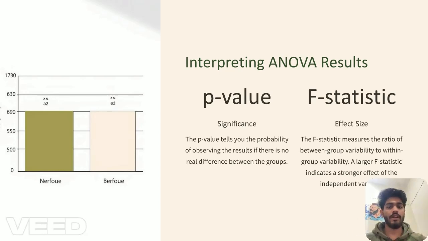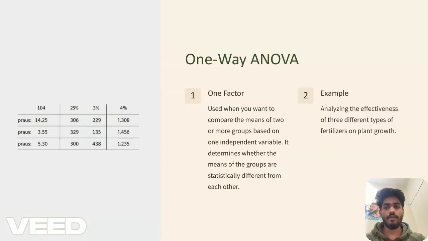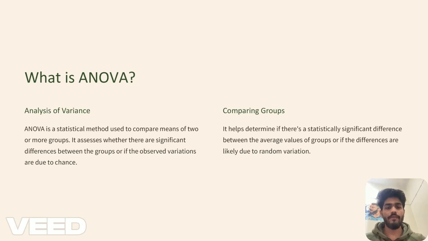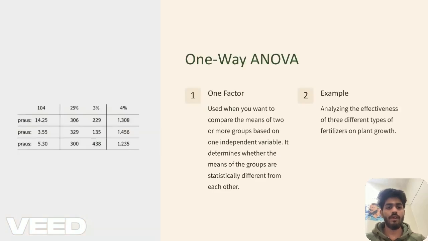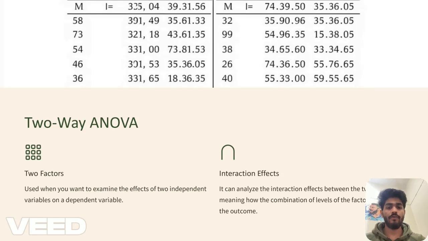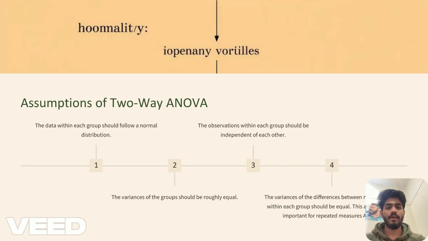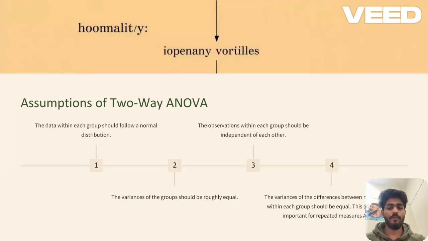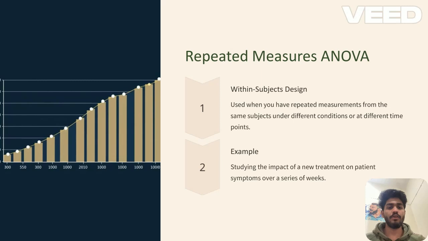So, what we have concluded in our topic, interpreting ANOVA results. Application of ANOVA: what is ANOVA, analysis of variance, comparing groups. One-way ANOVA, one factor, and the example. Assumptions of one-way ANOVA, which are normality, homogeneity of variances, independence of observations. Two-way ANOVA, two factors and the interaction effects. Assumptions of two-way ANOVA, which included four steps. Repeated measures ANOVA, within-subjects design, and the example.